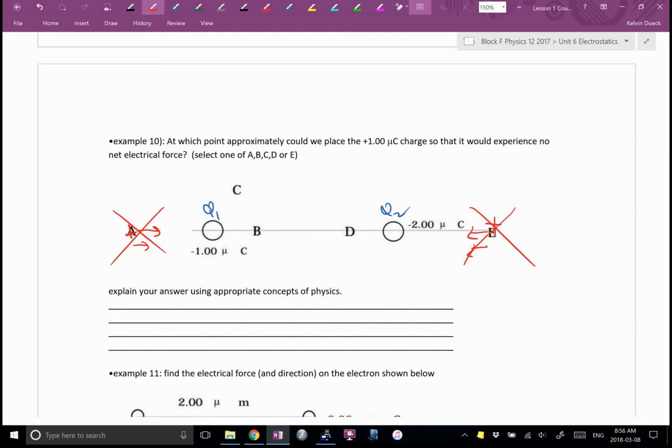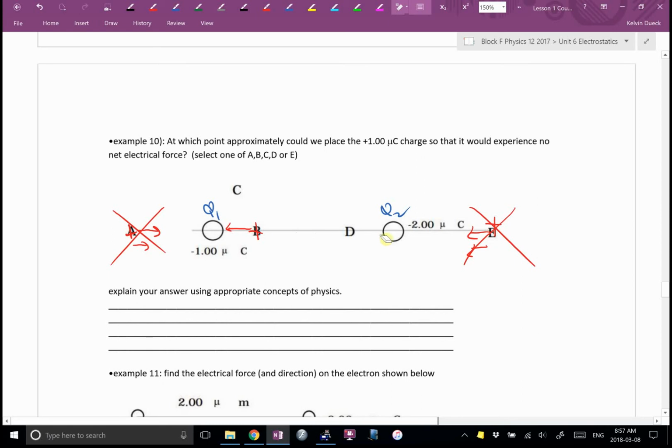B or D. Now let's tackle those. What do you want to try first, B or D? Pick. B. So let's put a positive there. These two charges, like or unlike? Unlike. So which way will this feel a force? To the left. Good. These two charges, like or unlike? Unlike. So it'll feel a force to the right.